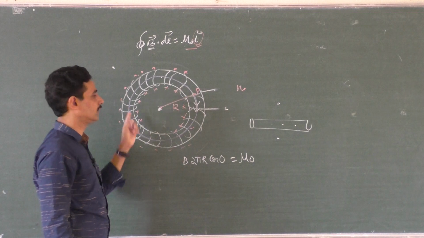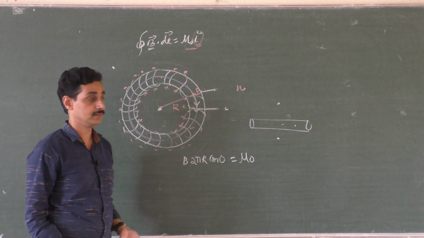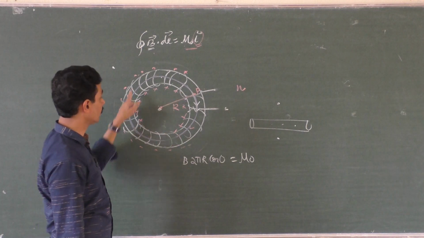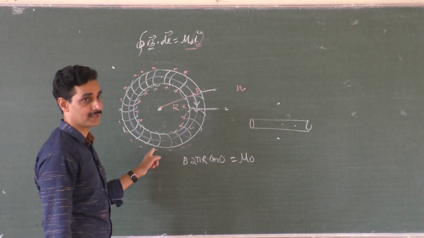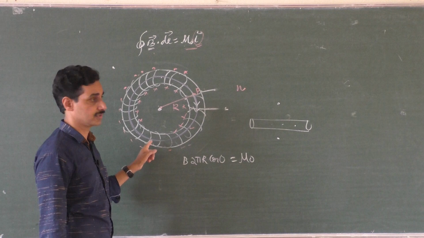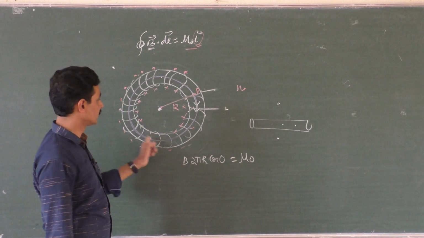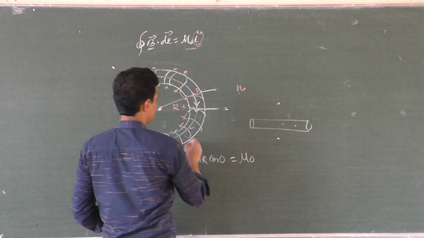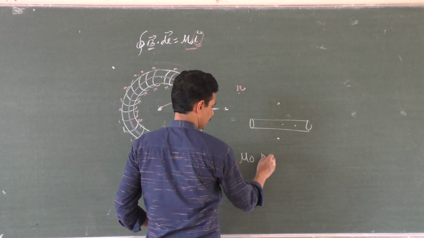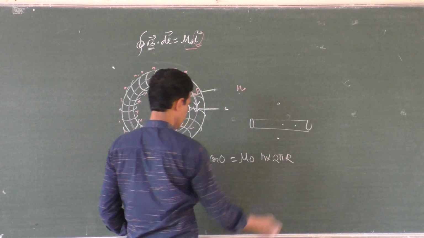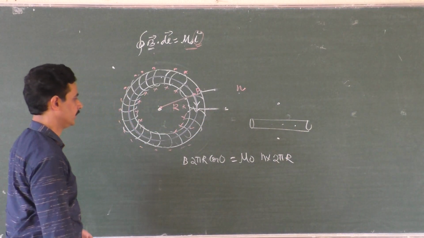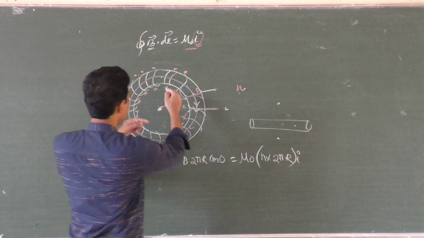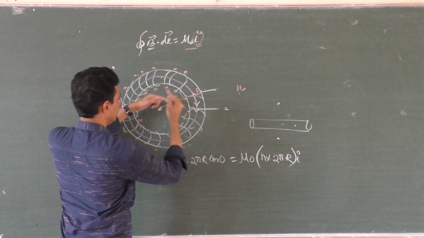This purple curve, the Amperean loop, bounds how much current? If n is the number of turns per unit length in the toroid, what about the total number of turns and total current passing through? How many times does the same current enclose inside? So it is enclosed inside. 1 meter contains n turns. 2 pi r meter contains how many turns? Right? N into 2 pi r times the total current, because one turn carries 1i, 2i, 3i.